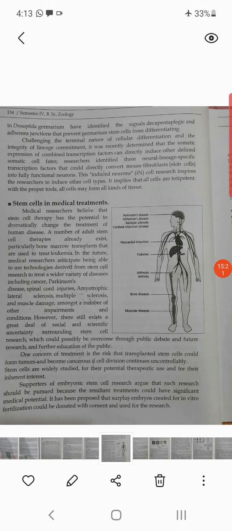So, this is actually a new topic for you. You have to read it four or five times and then you will understand what stem cells are. Next time we will see the next topic, that is the biological clock.